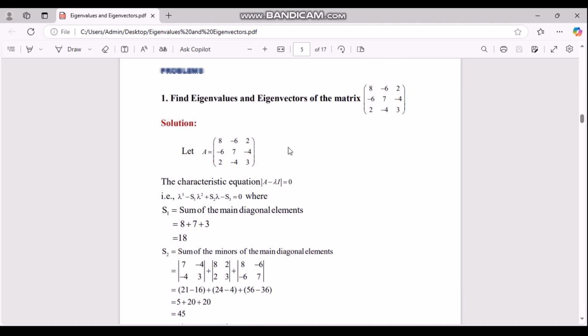So first I am looking at how to find the eigenvalues. So the characteristic equation is what? Determinant of A minus lambda I equal to 0. This is obtained from the expression Ax is equal to lambda x.